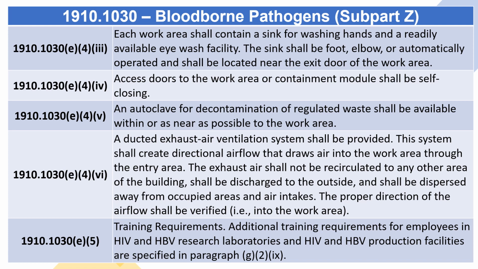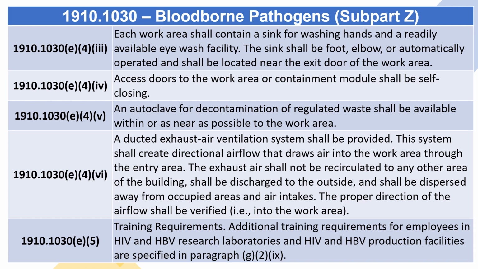A duct exhaust air ventilation system shall be provided. This system shall create directional airflow that draws air into the work area through the entry area. The exhaust air shall not be recirculated to any other area of the building, shall be discharged to the outside, and shall be dispersed away from occupied areas and air intakes. The proper direction of the airflow shall be verified, i.e., into the work area.